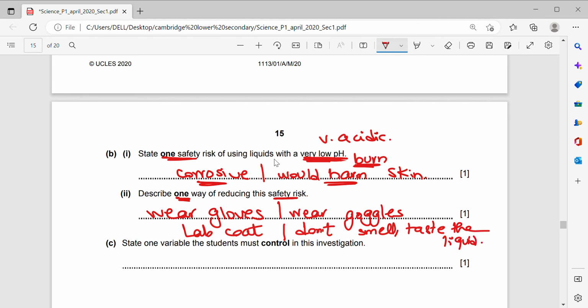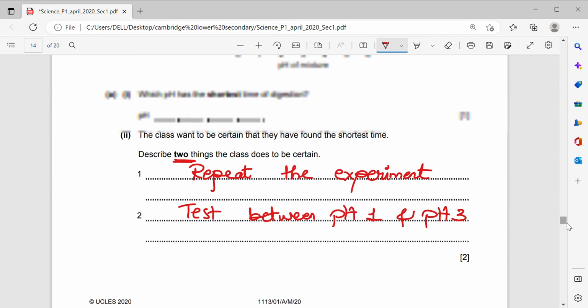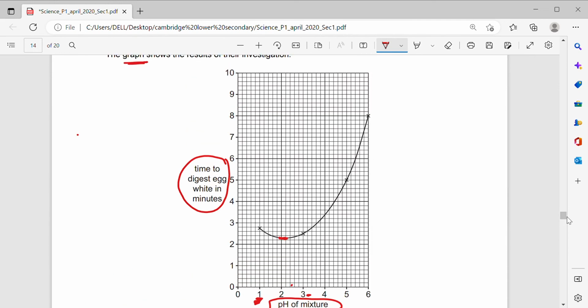So mention any of these will be correct. State one variable the students must control in this investigation. In this investigation they are checking the time to digest the egg white regarding the pH. So the pH is changing and the time is changing.